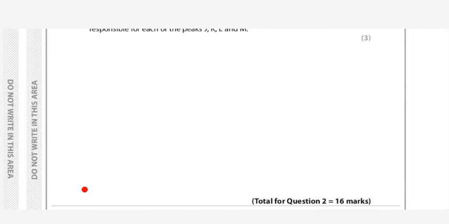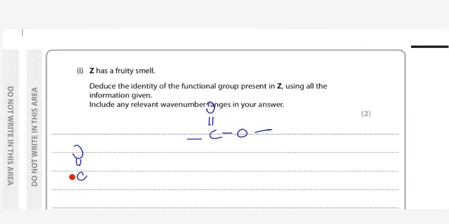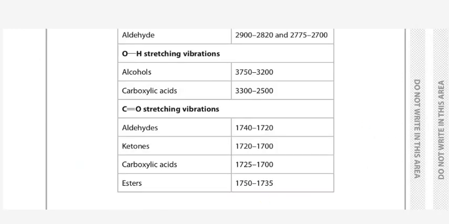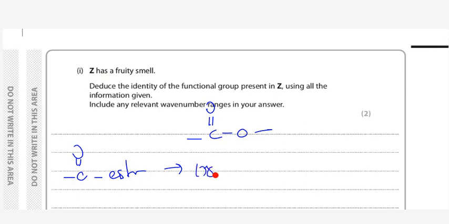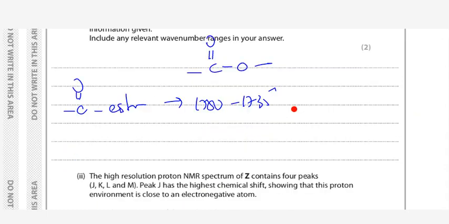Using all the information given, the relevant wave numbers: the C=O of an ester is between 1750 and 1735. That is how, with the sweet fruity smell, we can say it's an ester. The CH absorption near 3000 is difficult to use, so you can first mention that the fruity smell confirms it's an ester.